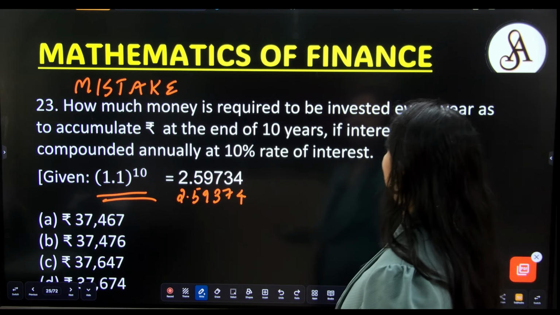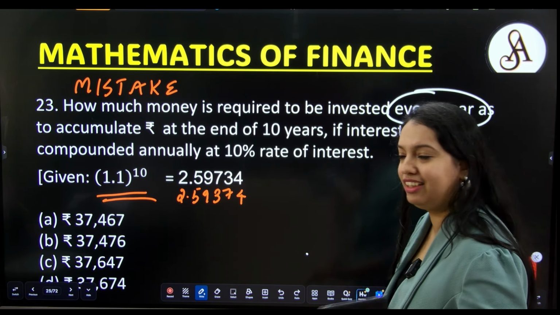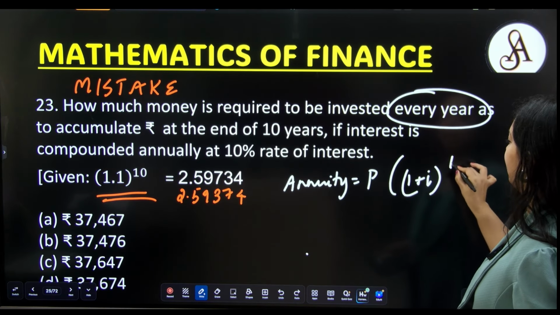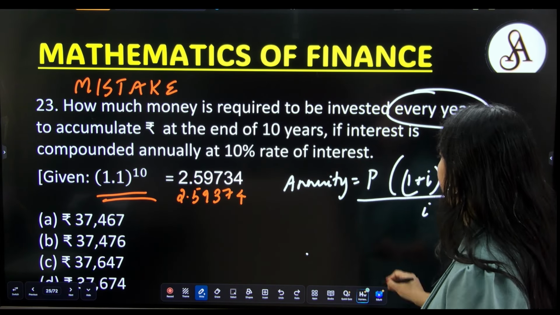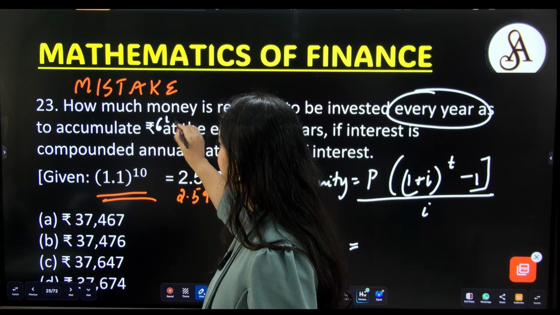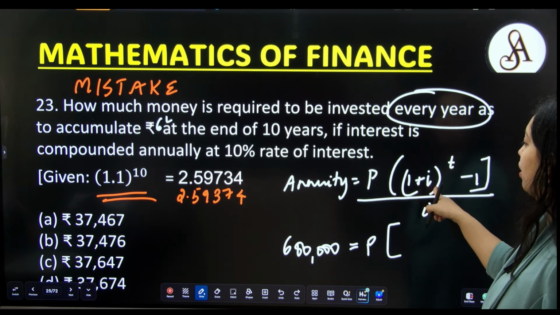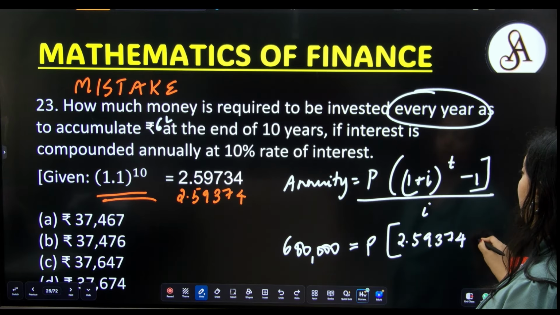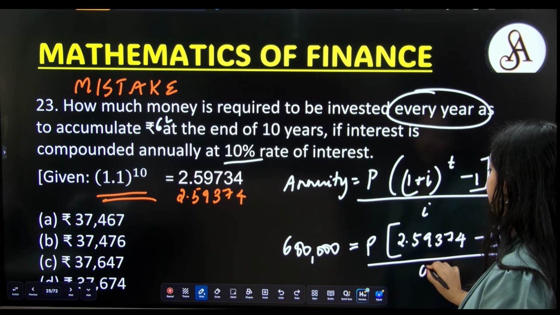So let's start. How much money is required to be invested every year to accumulate every year? That means this is an annuity question. And what is the annuity formula? P of (1 plus i) whole power t minus 1, divided by i. Let's start the calculation. How much money you are supposed to invest? They have given the total accumulated value in the question as 6 lakh. There is a printing mistake here. So 6 lakh is equal to P of, start, 1.1 whole power t, I'm getting the value as 2.59374, minus 1, divided by i. The value is given in the question as 10%, 0.1.